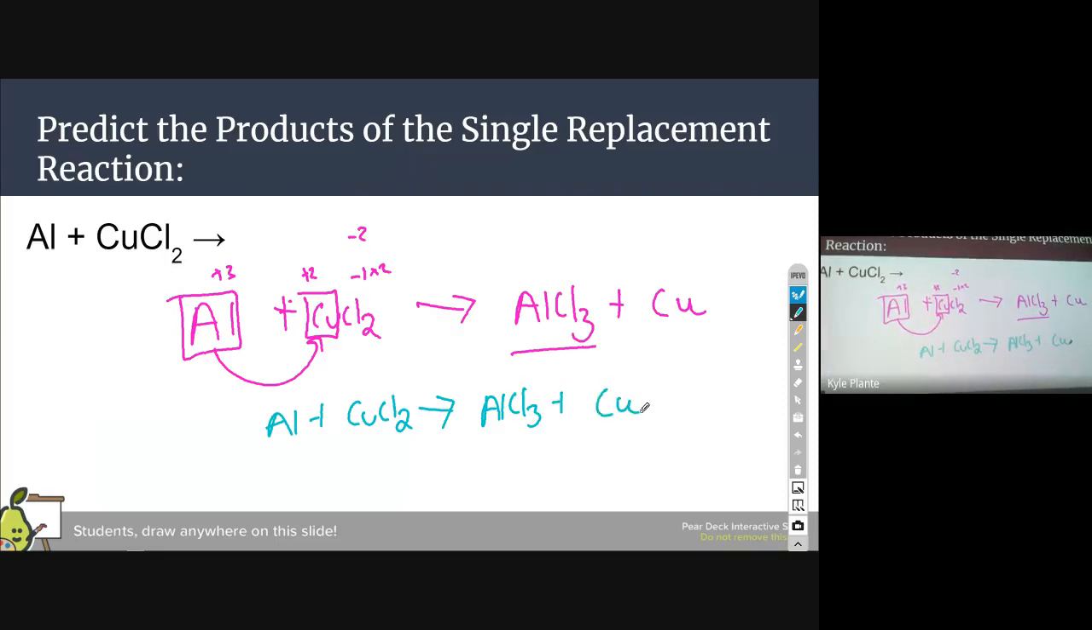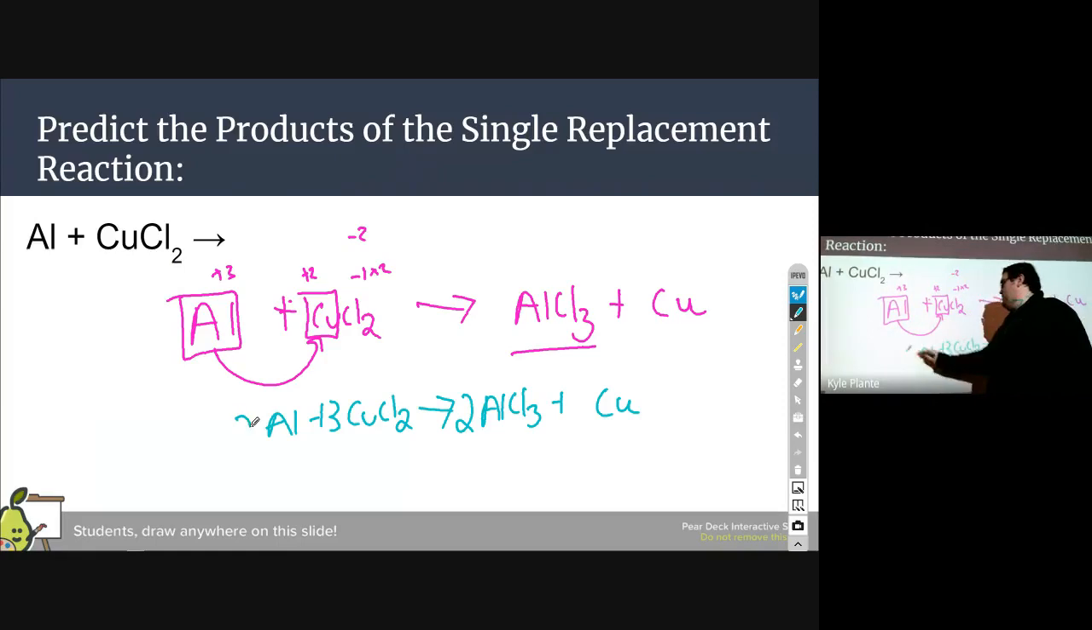And if we're going to balance this, we're going to need to put a 2 there. We're going to need to put a 3 here. We're going to have to put a 2 there. And we're going to need a 3 here.